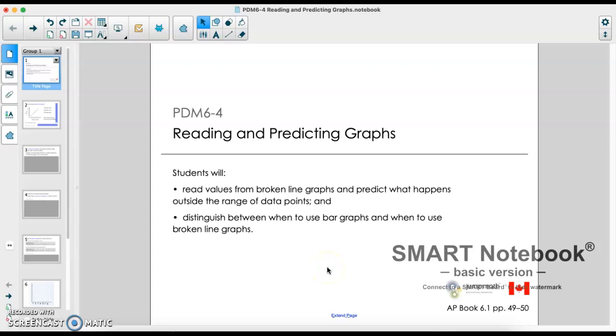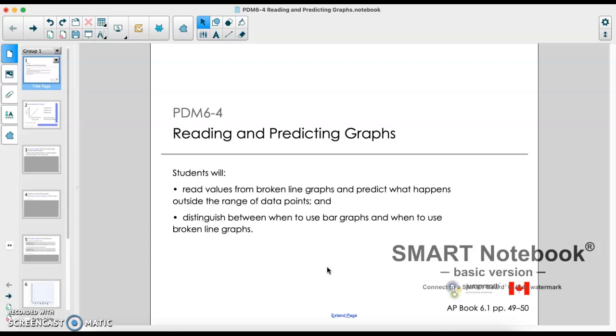We are going to look at reading and predicting graphs as our next lesson in our math books. By the end of this lesson, and the end of the practice in the workbook, you will be able to read values from broken line graphs and predict what happens outside the range of data points. I'll explain that in a second.